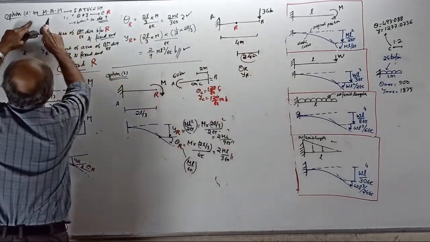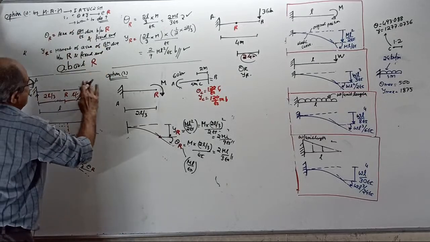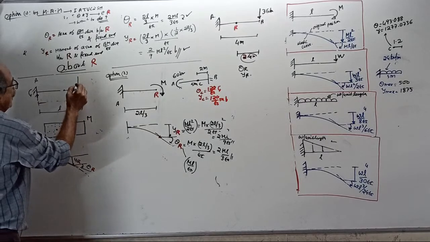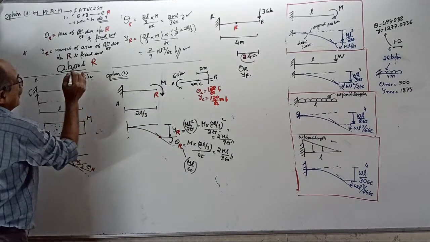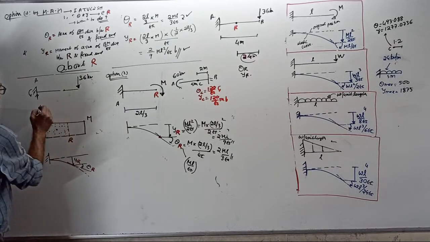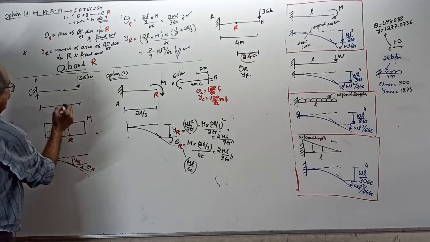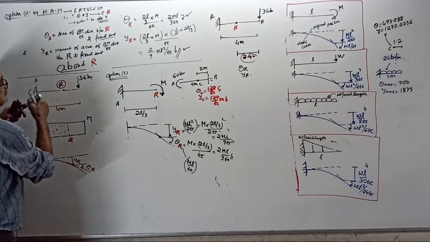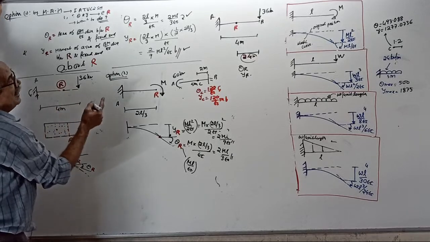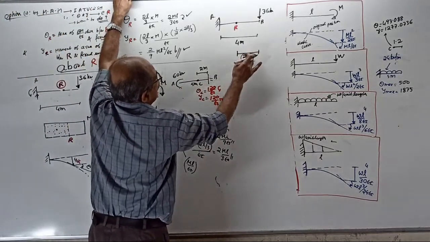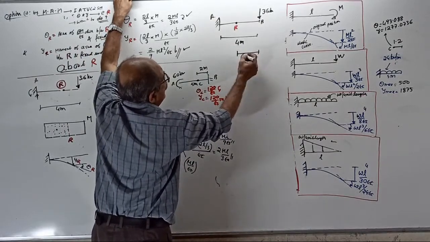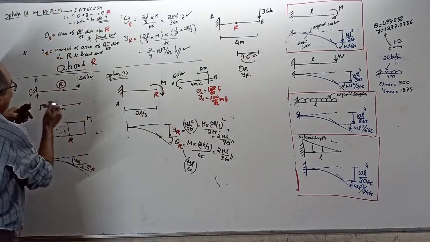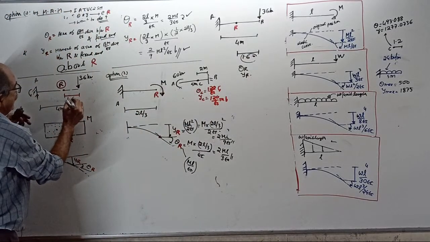Start with the moment area method. It is a numerical problem. Load of 36 kilonewton. Span is 4 meter. Our interest is a random point R at what distance? Sorry, out of scale. I will make it 1.6 meter from there, because of a space problem. R is at 1.6 meter from there.